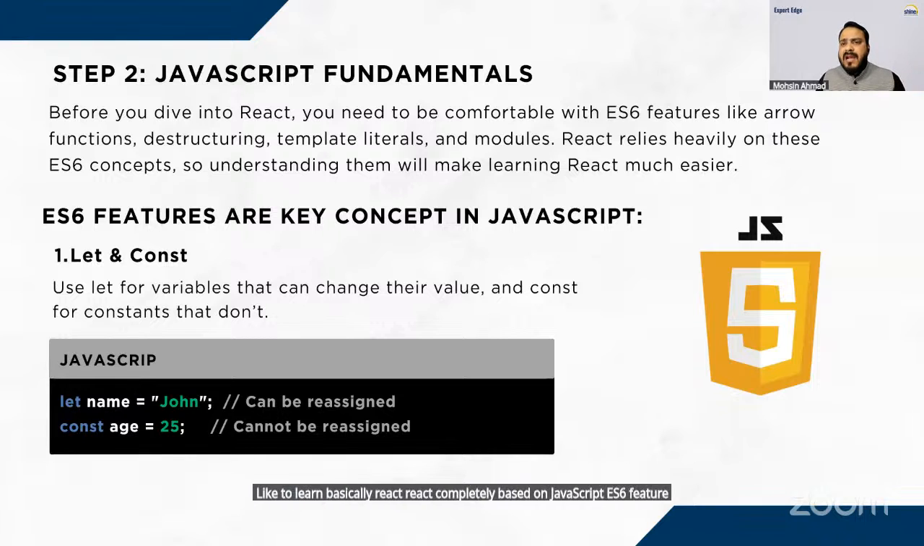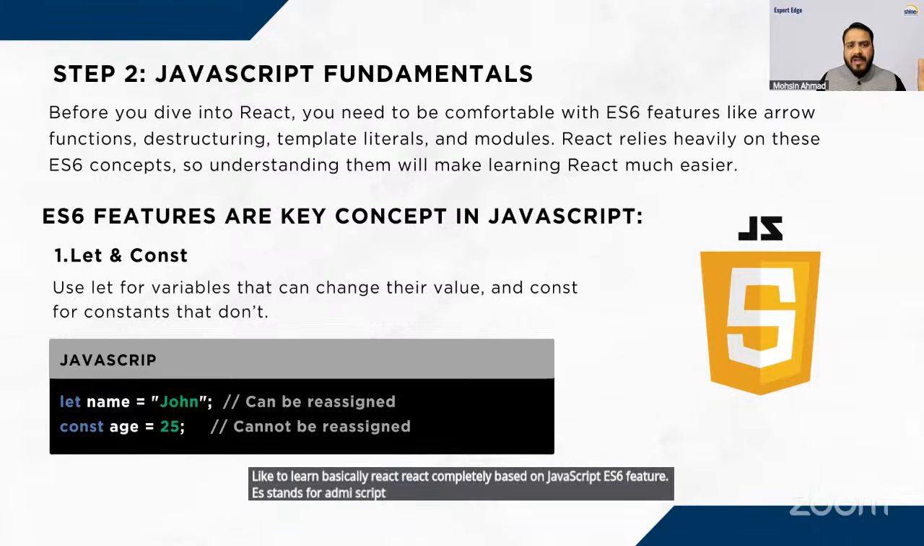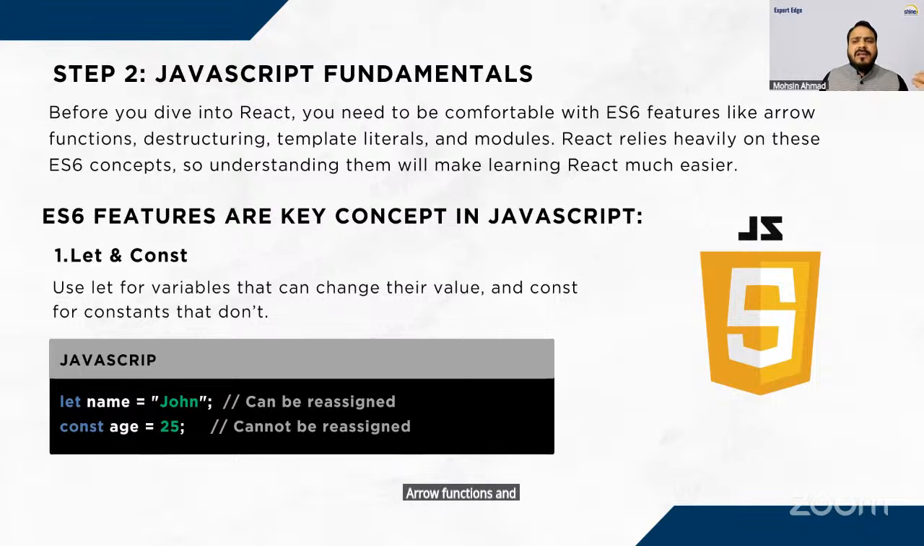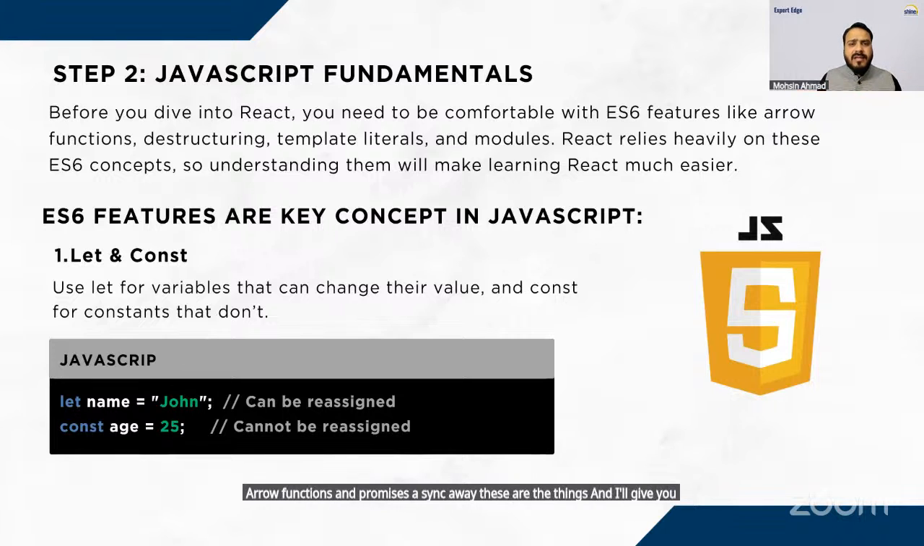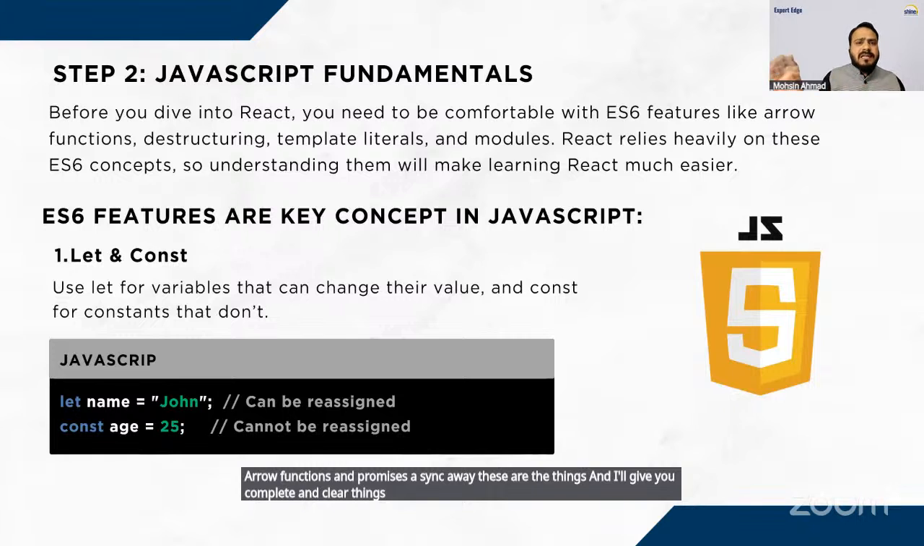ES stands for ECMAScript 6. Before ES6, we have vanilla JavaScript. After that, it is ES6, ECMAScript 6. In ES6, basically we have arrow functions, destructuring, template literals, modules, promises, async, await. These are the things. And I'll give you complete and clear things of ES6 ultimately.